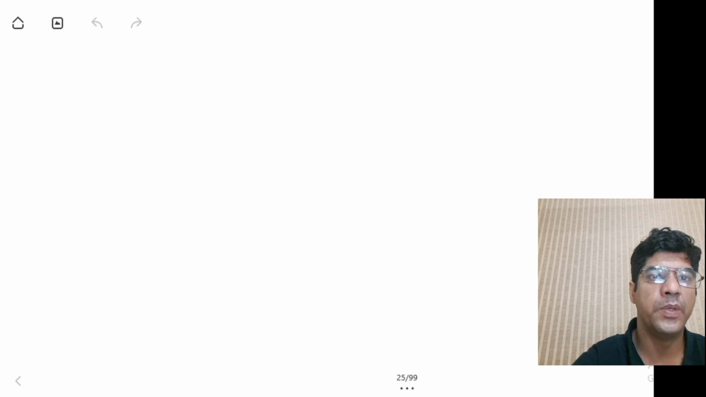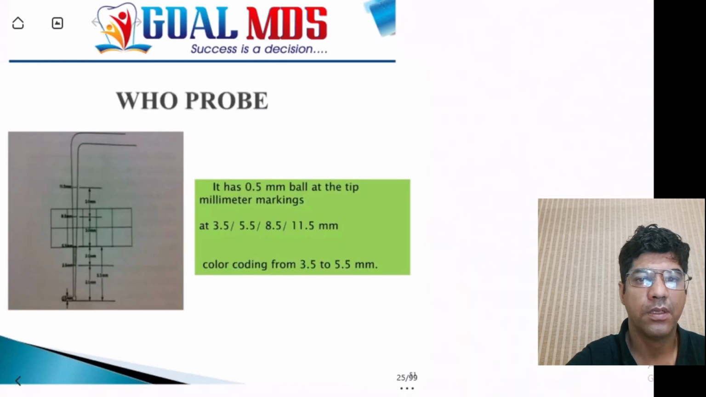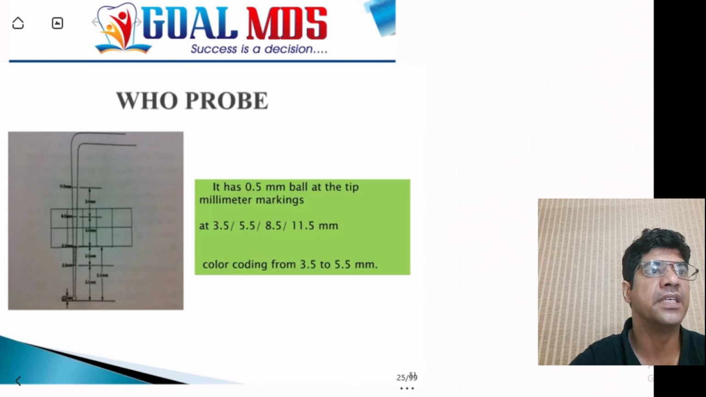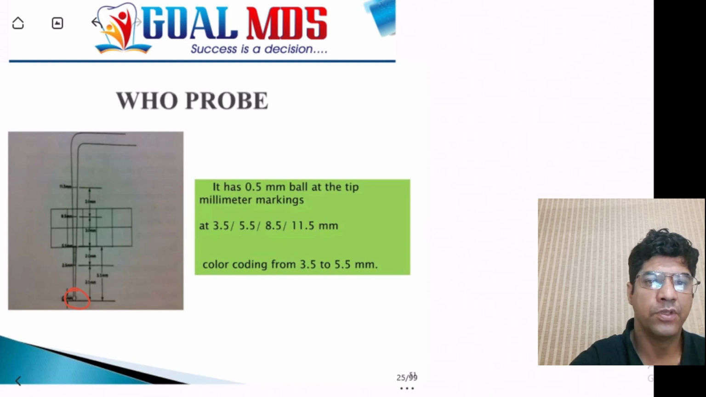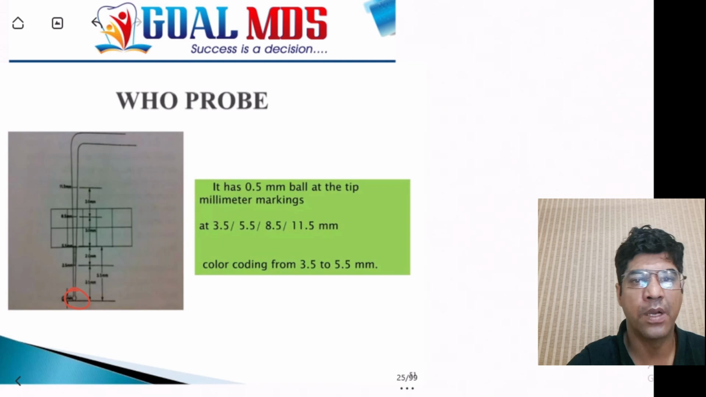Next is the WHO probe. The WHO probe has a distinct feature: it has a 0.5 mm diameter ball at the tip of the probe. The probe is inserted into the gum pocket with the 0.5 mm ball at the tip, gently penetrating the pocket.